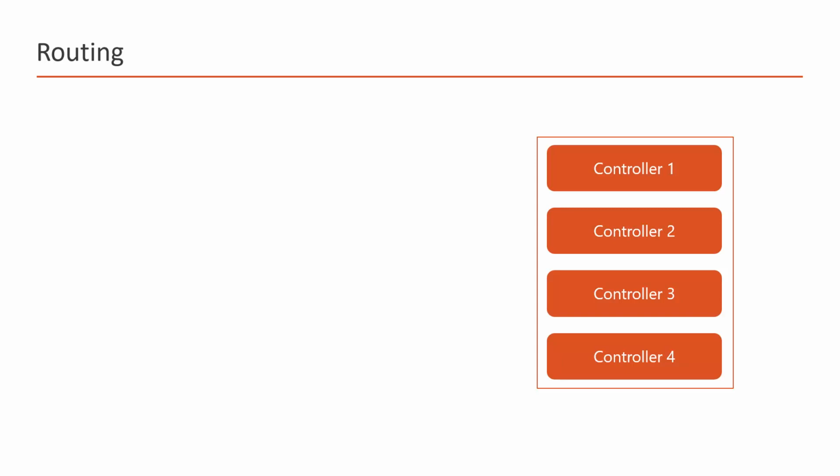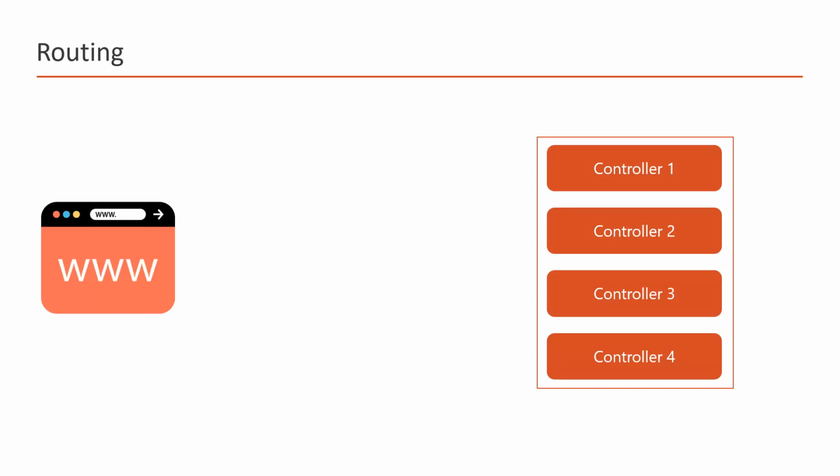Inside this application, let's assume I have 4 controllers: 1, 2, 3, 4. And if you are talking about controllers, it means all these controllers will also have some action methods. Now here I am on the client browser. You can either consider it Postman, Swagger or the browser.